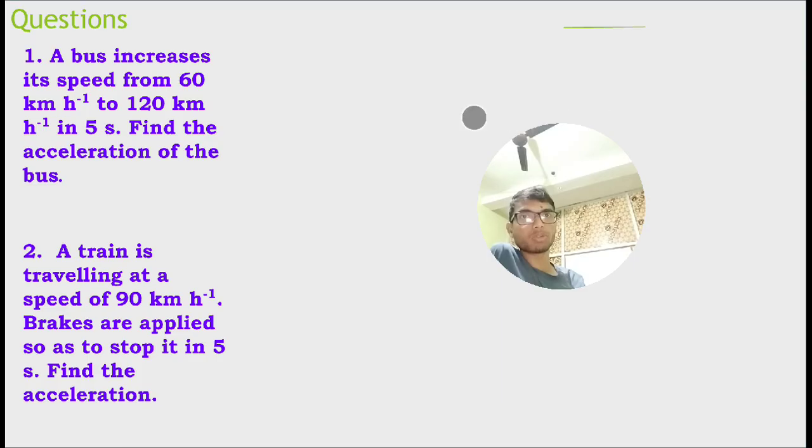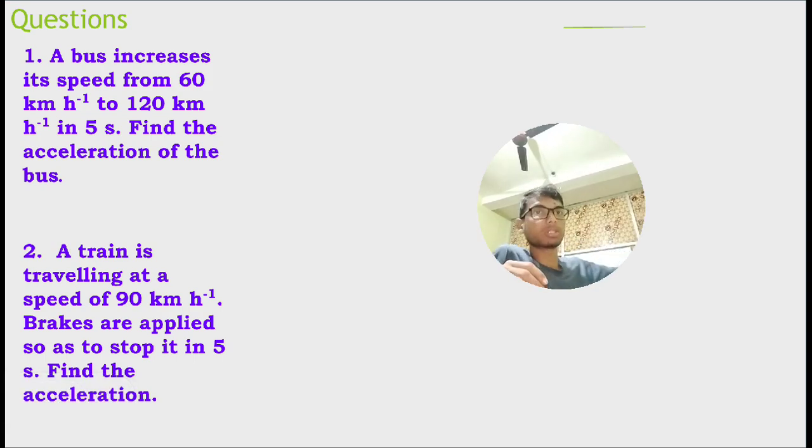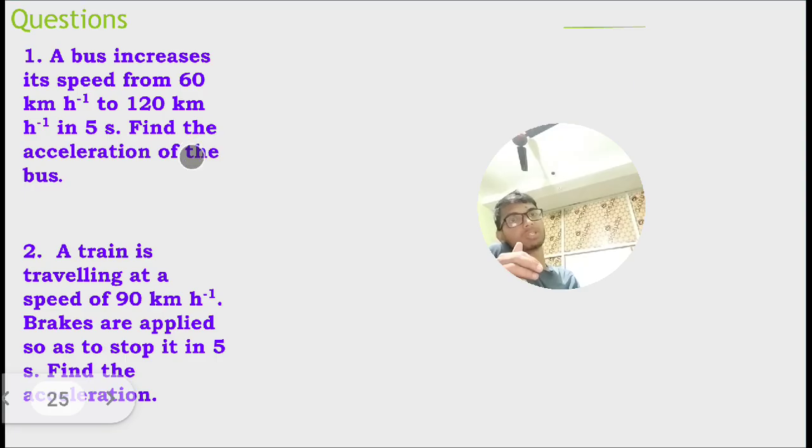There are some questions for you. A bus increases its speed from 60 km per hour to 120 km per hour in 5 minutes. Find the acceleration of the bus. Initially the speed of the bus was 60 and final 120. So 120 minus 60 will give you 60. 60 upon time. Within how much time did the speed increase? 5. So 60 upon 5, the answer would be 12. 12 is the acceleration.